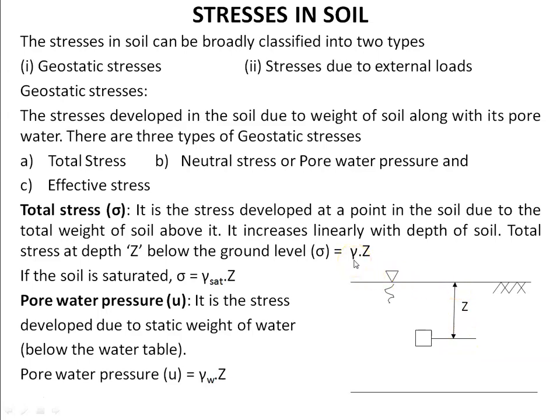Pore water pressure is the stress developed due to static weight of water below the water table. So pore water pressure can be calculated by multiplying the unit weight of water with depth of water.